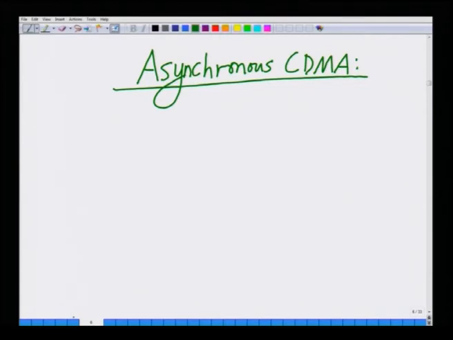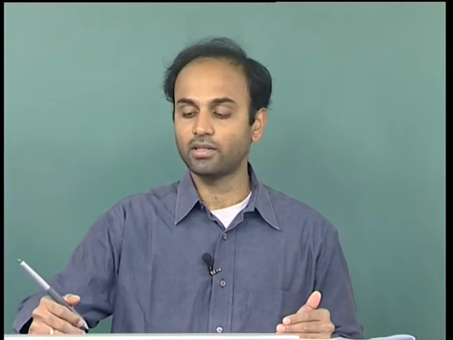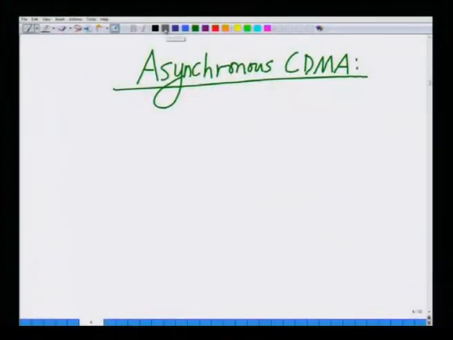Let me go back to the same figure that I had for the multi-user CDMA uplink, and we said here that different users are transmitting to the base station through different channels. Previously, we assumed that when the base station transmits a composite signal, it is adding all these together synchronously, that is, it is aligning them. If I were to explain it technically, let us look at synchronous CDMA first.